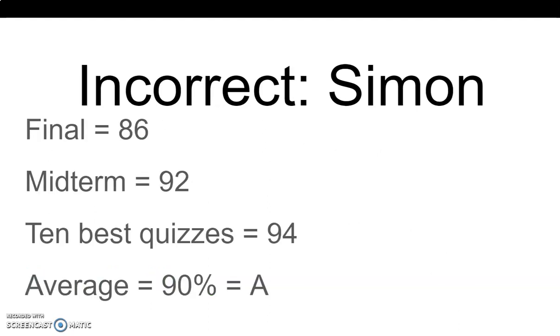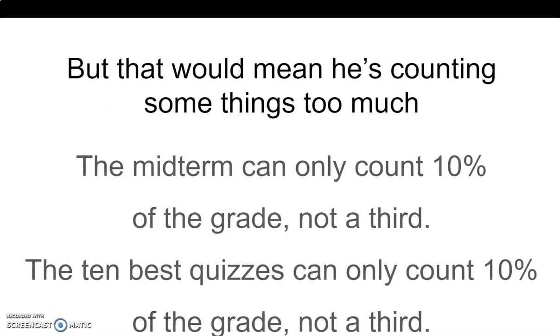Here's another example that I see suggested by some desperate students. Simon wrote me and said, look, I got an 86 on my final, I got a 92 in my midterm, my 10 best quizzes were 94. Hey, if you average those 3 together, that gets 90. Well, sorry, Simon, it doesn't work that way. That would mean that he's counting some things too much. The midterm exam can only count for 10% of the grade, not a third. The 10 best quizzes can only count for 10% of the grade, not a third.